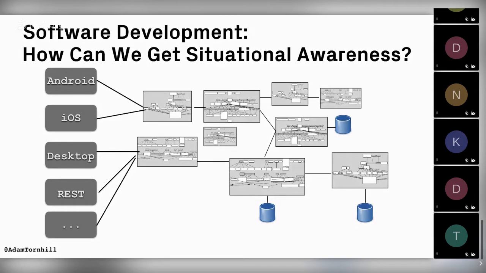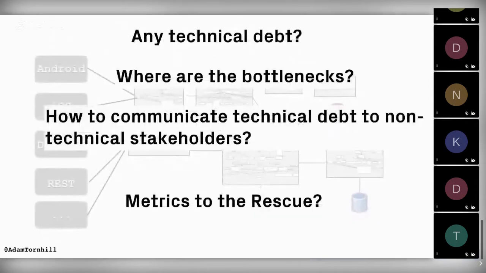So if we pick up a typical software system like that, how long will it take us to answer questions like these? Do we have any technical debt in that system? Are there any potential problems that are holding us back? More importantly, where are those potential bottlenecks? And what kind of bottlenecks are there? And then how do we communicate something as technical as technical debt or code quality to non-technical stakeholders?